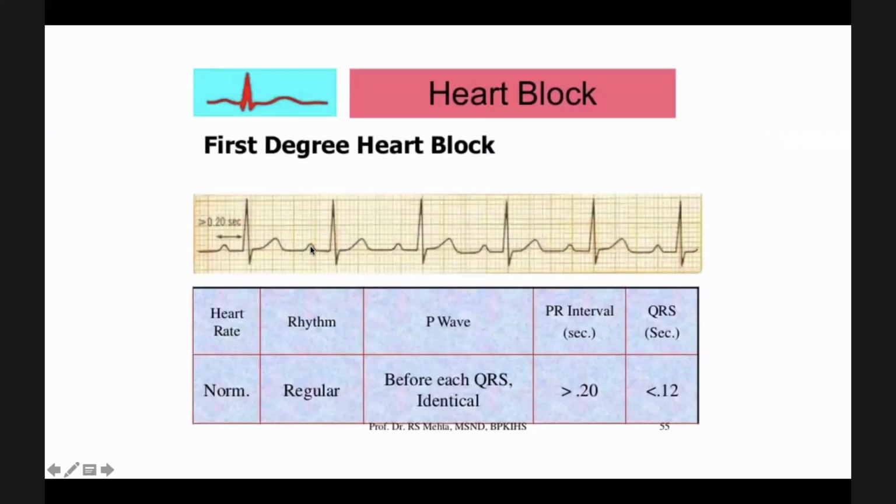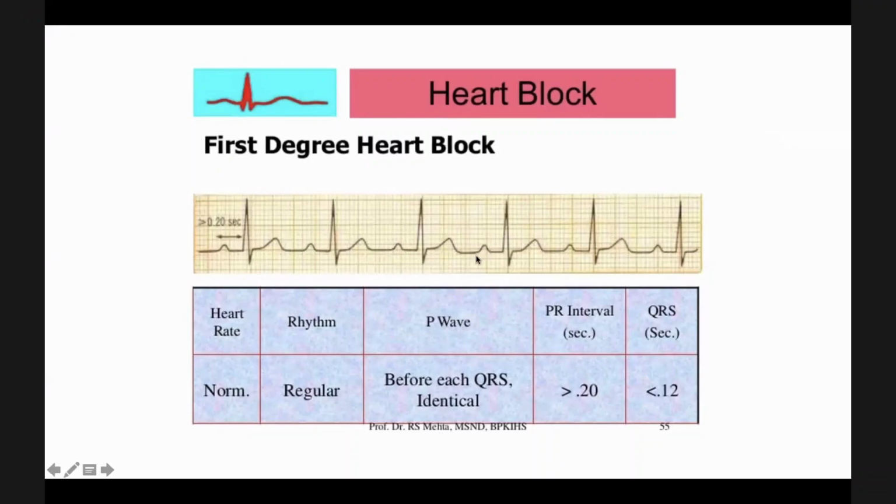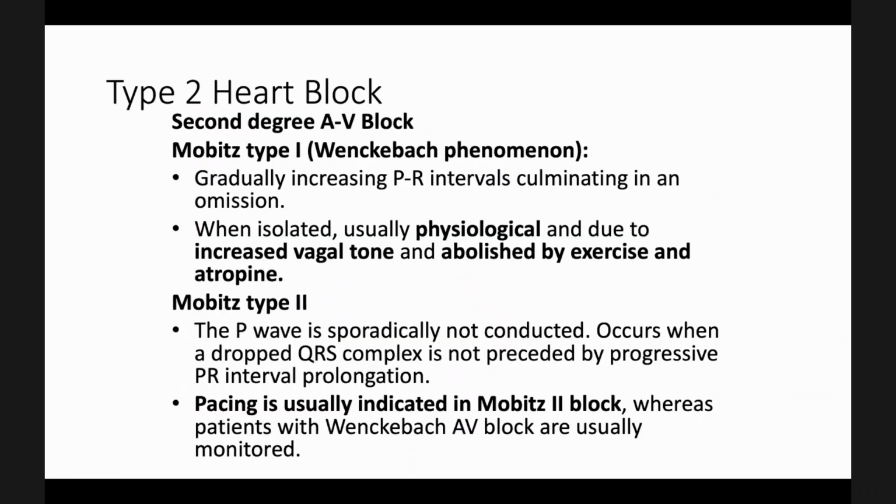How do you diagnose it? What's the normal PR interval? One large square. So if it is more than one large square, from the beginning of the P to here, it's a first degree heart block. Usually you don't have to do anything. You can wait and see. If they are on offending medications like rate limiting drugs, you can stop them. Or if there's poisoning, again you can observe and see.